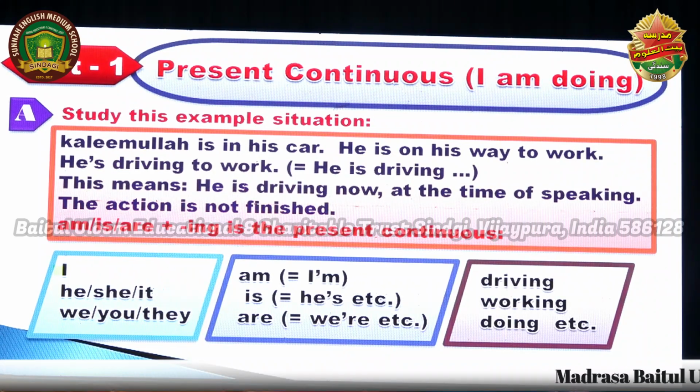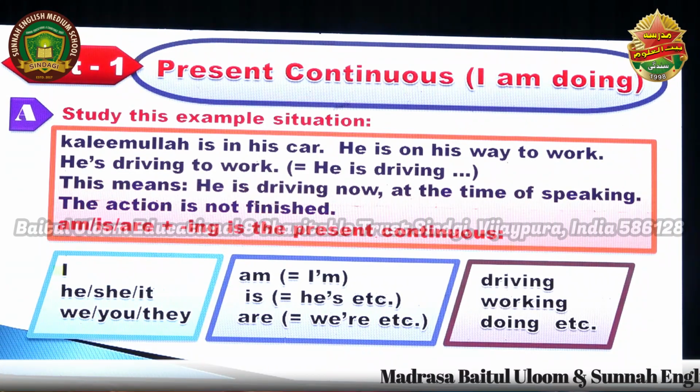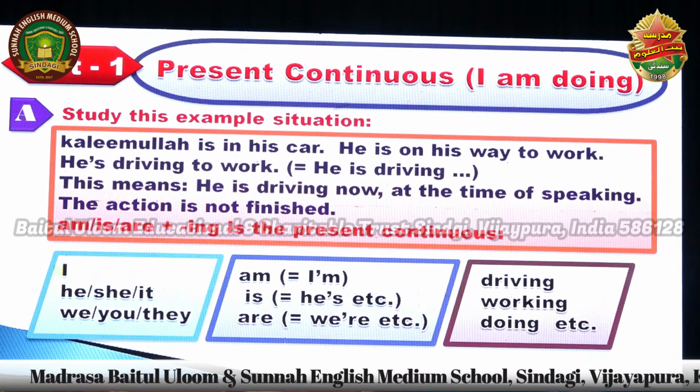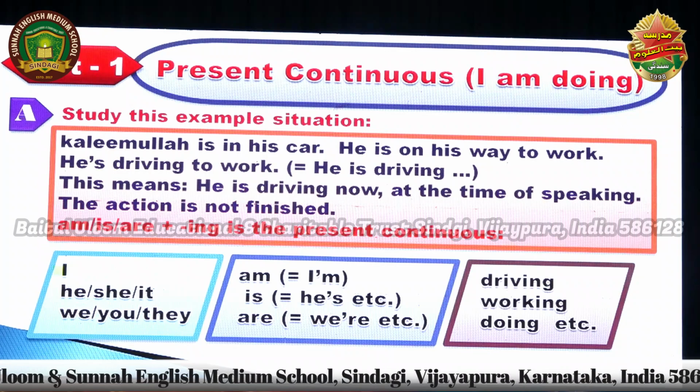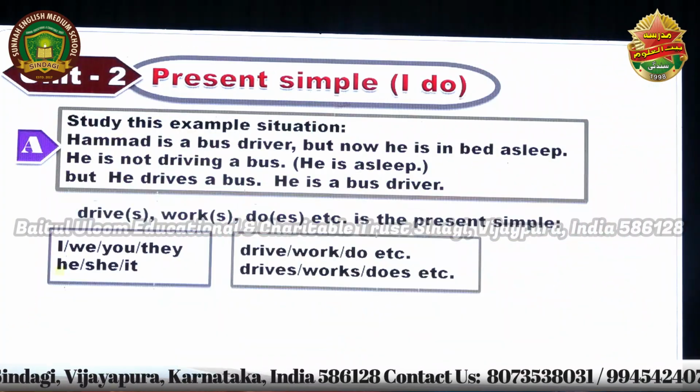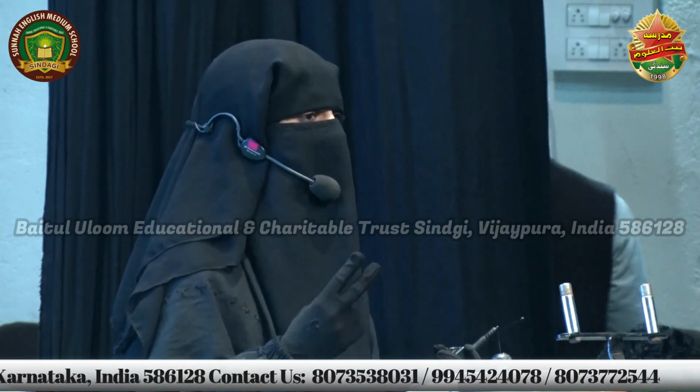We use present simple tense to tell our habits. For example, I get up early in the morning, I offer salah, I join the classes, I play every day after Asr. This is called present simple tense. The second tense is present continuous tense.